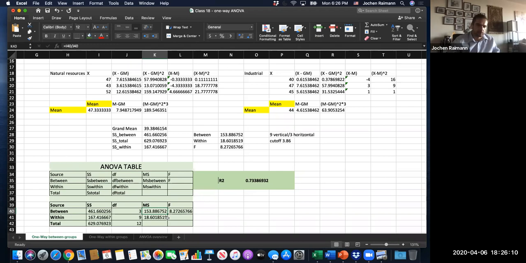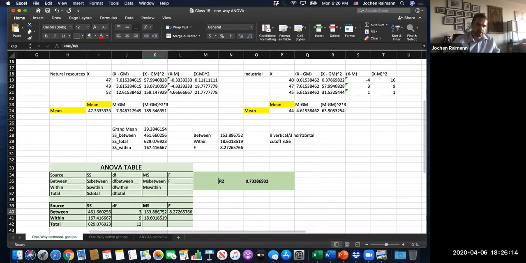And now it's easy to calculate the mean squares, the MS, by just taking the sum of squares between and the sum of squares within, divided by the degrees of freedom.